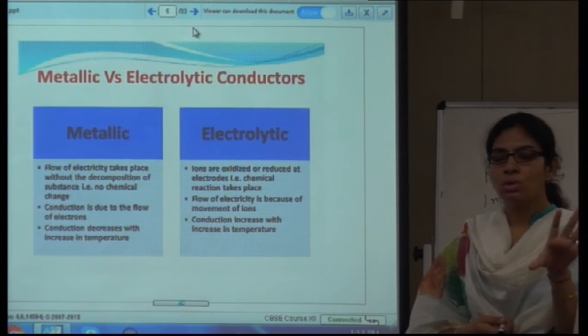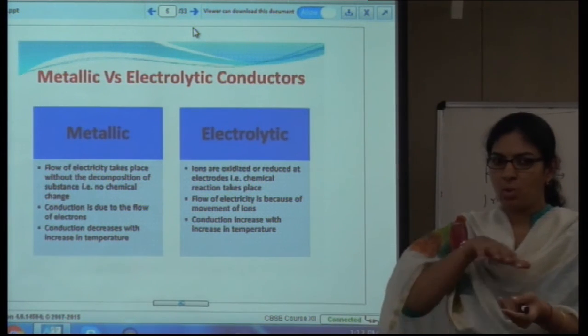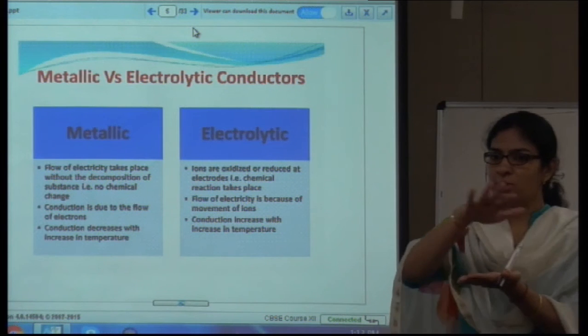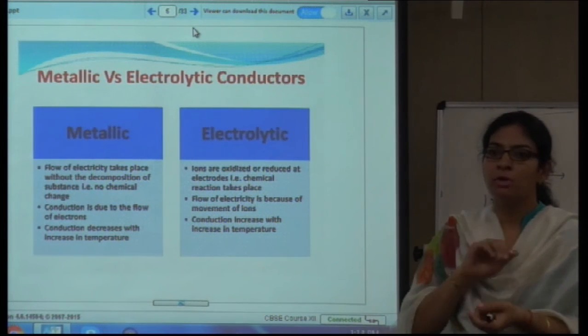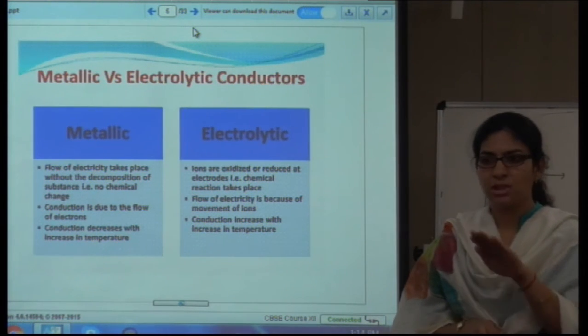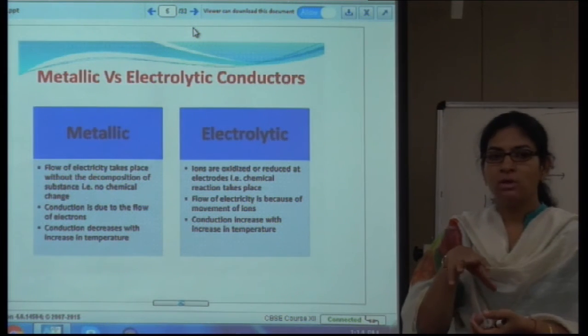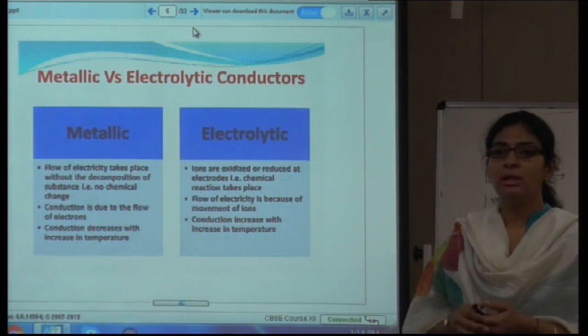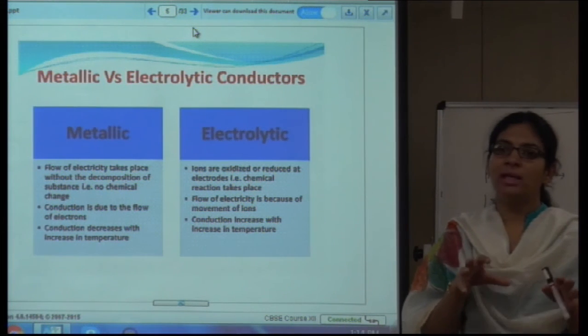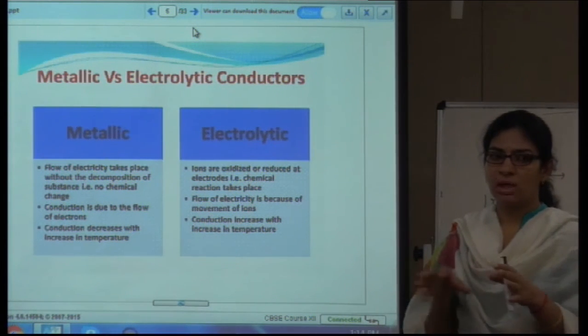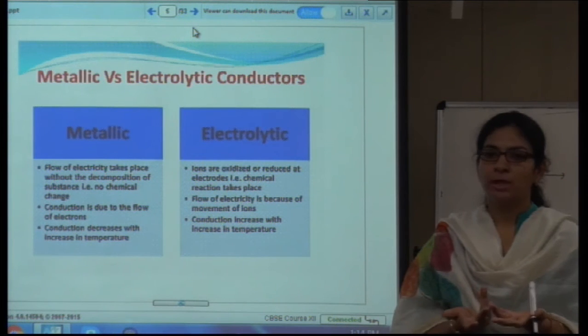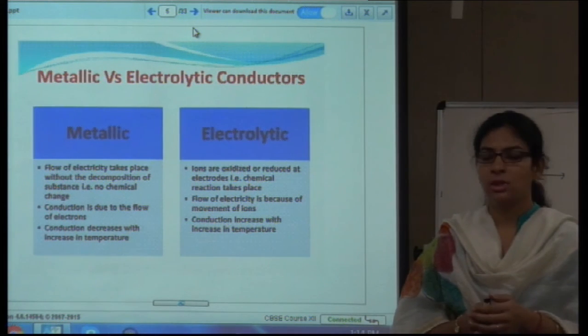So those loosely held electrons are always present, uniformly distributed on the surface of metal ions, the metal sheet. If you take a metal sheet, all your electrons are distributed uniformly, right? So they are mobile electrons, they move from one place to another. And you know that flow of electrons means flow of electricity only.